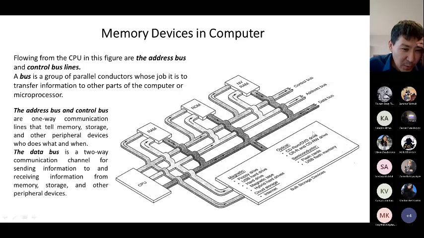So the data bus is a two-way communication channel for sending information to and receiving information from memory, storage, and other peripheral devices. So it can be sent to a monitor, for example, or you can send from the keypad.